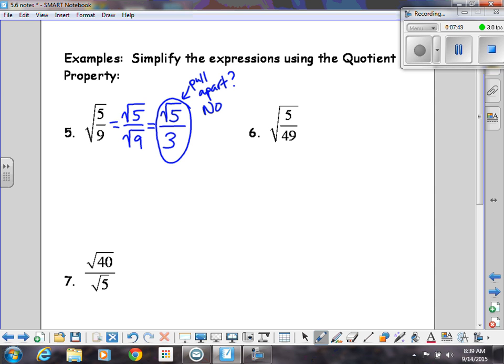I can use that same idea on this one. Again, 5 divided by 49, that's a decimal, so I can't do anything there. So I'm going to pull these apart. And notice that 49 is on my square root list. So the square root of 49 is simply 7. The square root of 5 stays the square root of 5. And again, we know that we can't pull apart the square root of 5, so that's going to stay that way. So notice that in my final answer, I don't have a square root in the denominator, and I can't pull apart the square root in the numerator.